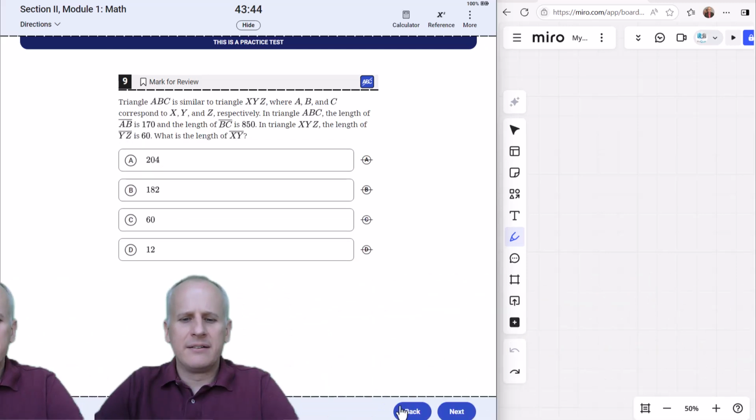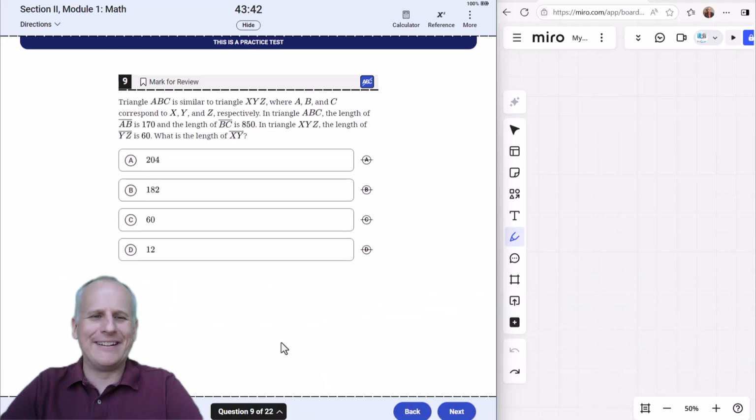Always look at your answer choices after completing a step and see whether or not you need to do anything else. Just want to make sure I didn't double click. But number 9 here, again, another instance where we can maximize our efficiency.